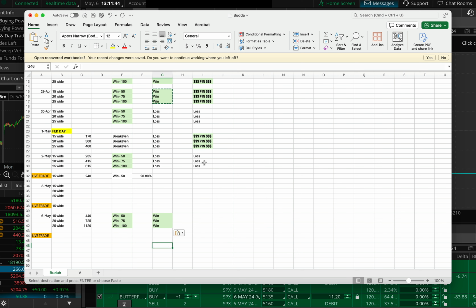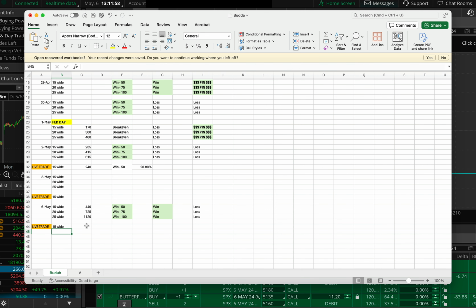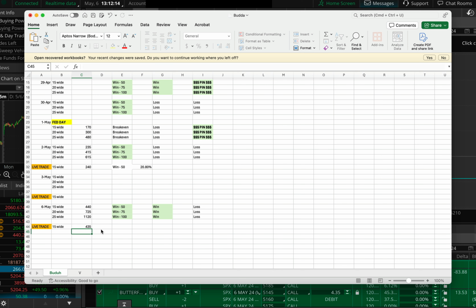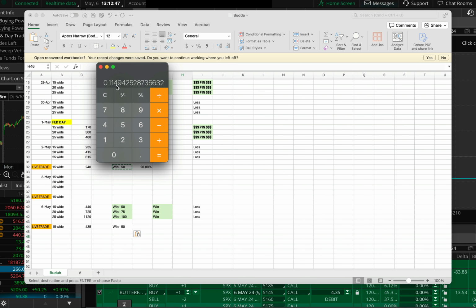And then the live trade was a 15 wide. The total risk on the live trade, this is the real money trade, was 435. And we won 50. So let's figure out the return on that real quick. The profit we made was 50 divided by the risk, which was 435. So that was 11.4%.